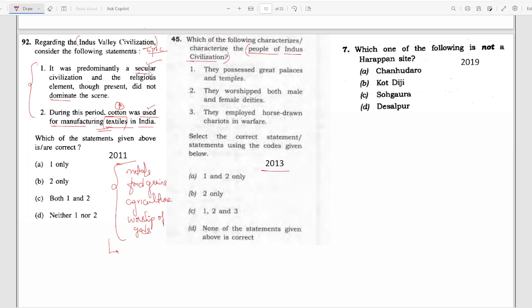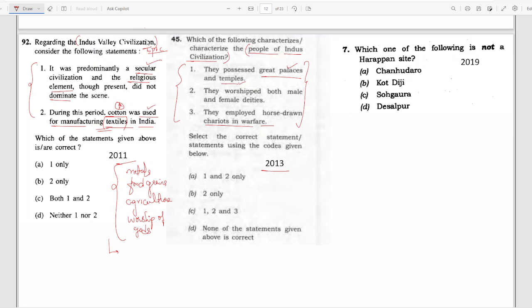Again, they asked about religious elements. They possessed great palaces and temples. Again, they are talking about whether they had palaces or temples. They worshipped, again related to religion. So this was almost a repeat of the earlier concepts. They worshipped both male and female deities. They employed horse-drawn chariots in warfare. These are the things that you have to see, and once you have read them, these options can also be used to ask questions in the future. I hope this is clear.